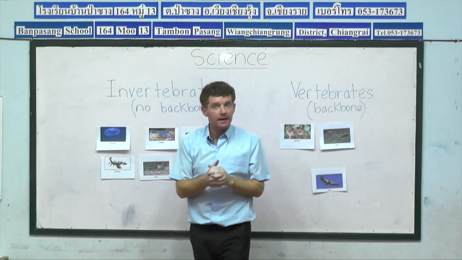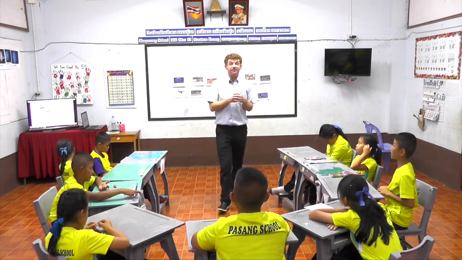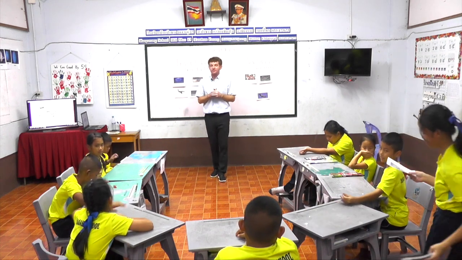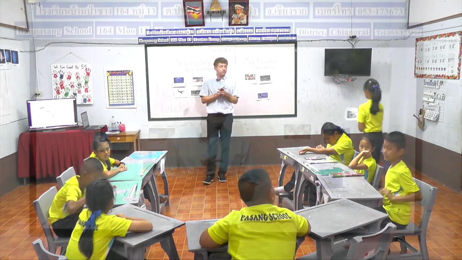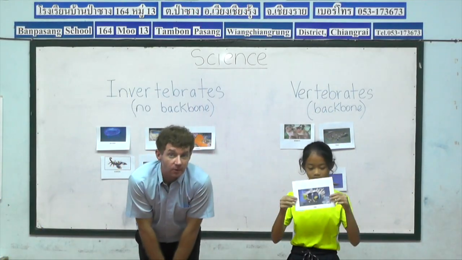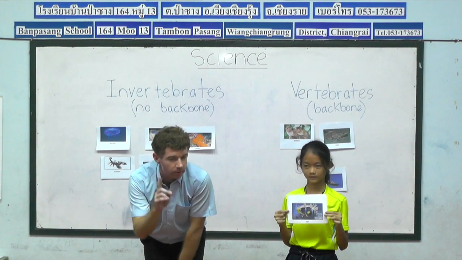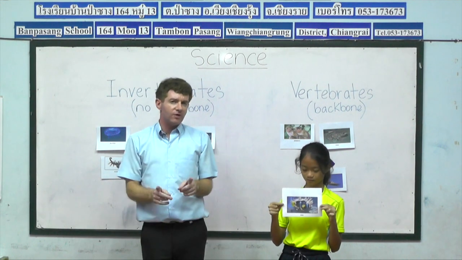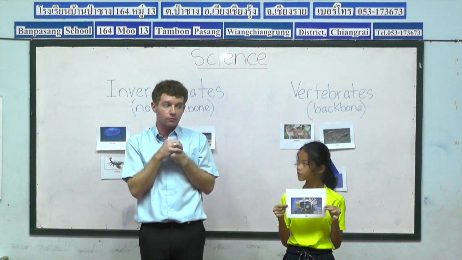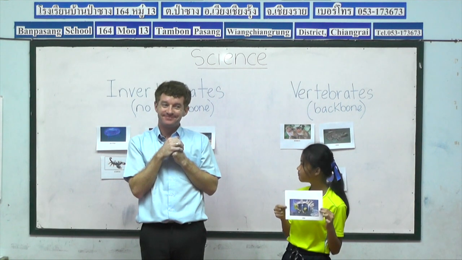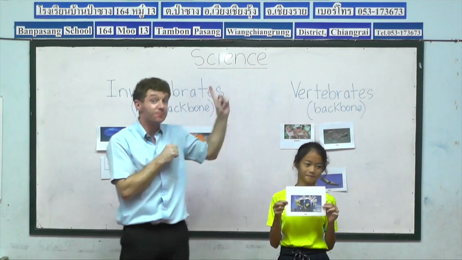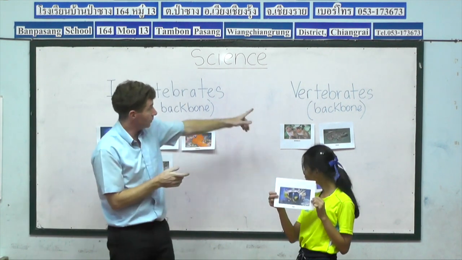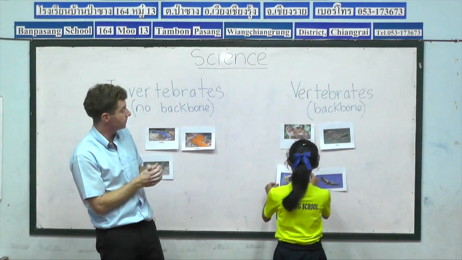And now on to our next student. It's now time for Dawn to bring her picture forward. And think carefully about this one, guys, because people can sometimes get confused. What can we see on the picture? Fish. Now, do you remember what type of fish? Tiger fish with stripes. Now, do fish have backbones or no backbones? Fish have backbones. Lots of people think they don't have backbones, but fish do. So we will place fish in our vertebrate column.